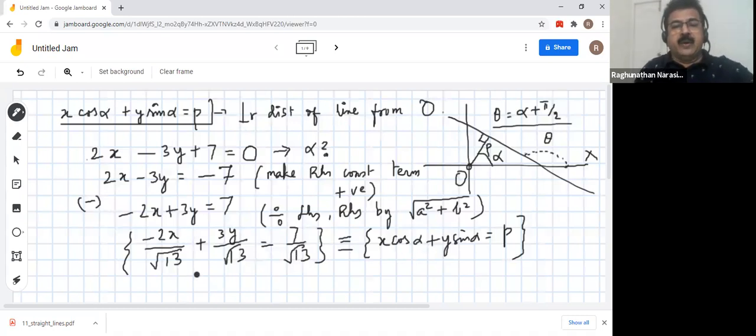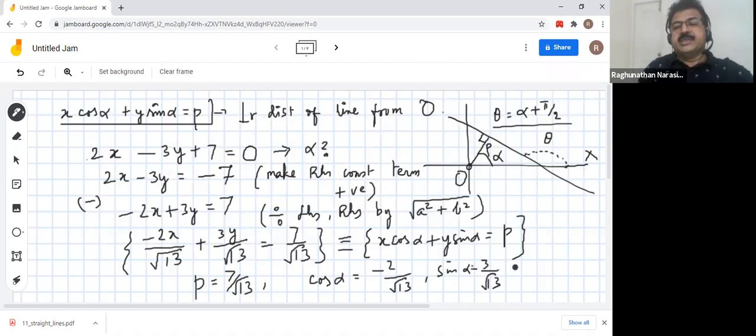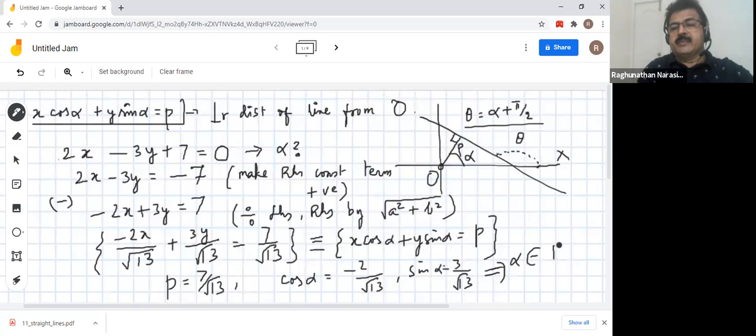So now we have all the answers clear. The length of the normal is 7 by root 13. We got cos alpha as minus 2 by root 13 and sin alpha as positive 3 by root 13. What does that mean? Cos negative and sin positive implies alpha belongs to the second quadrant, so it is an obtuse angle.